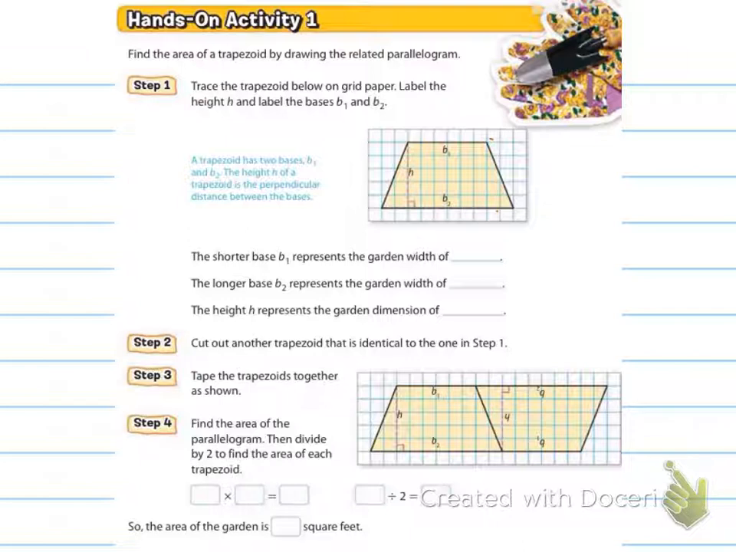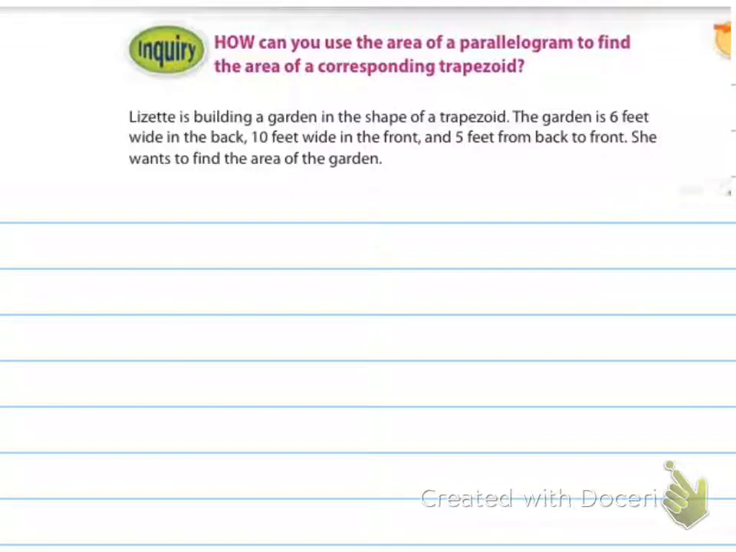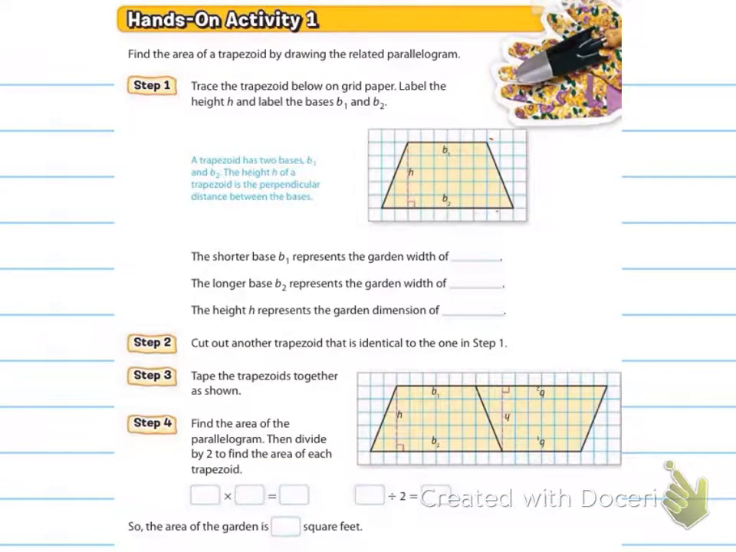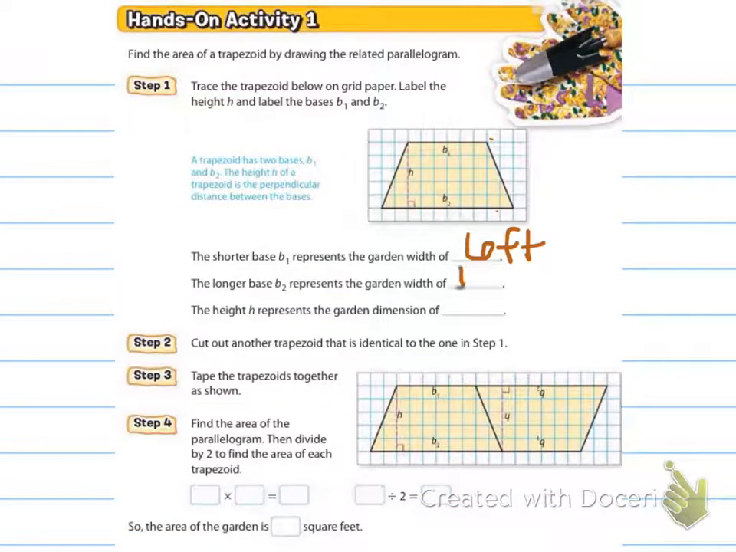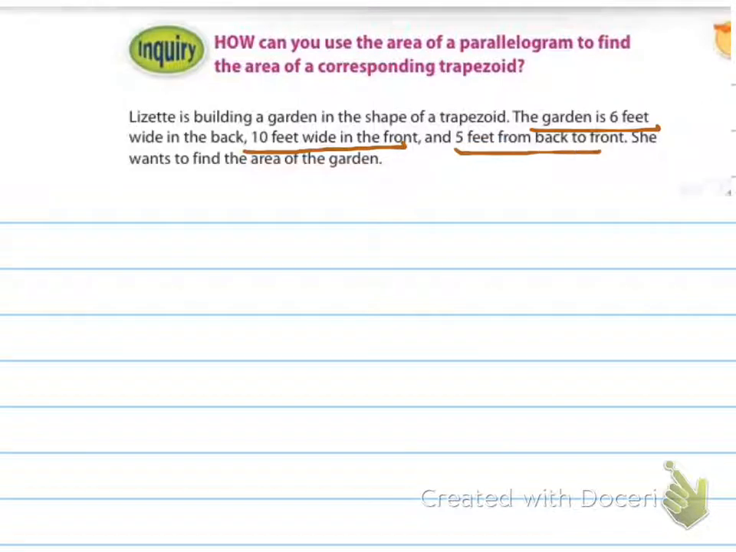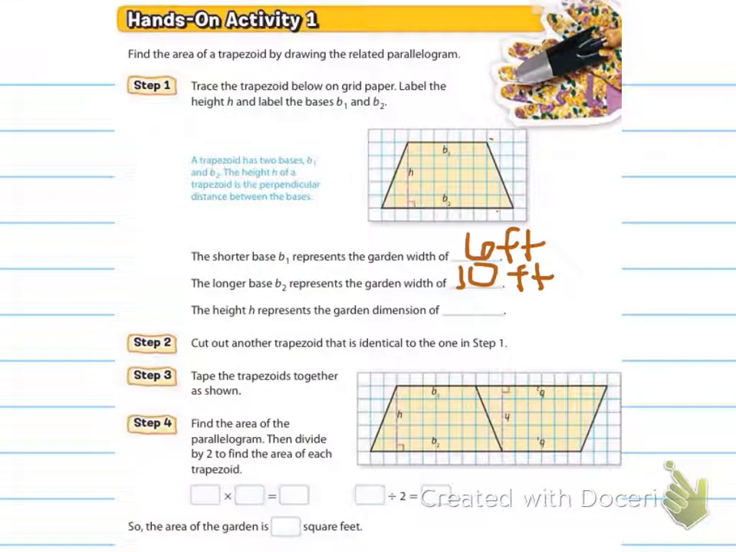All right, so the shorter base B1 represents the garden width, and it had said that garden was 6 feet wide, okay? So that would be our 6 feet. Then our longer base B2 represents the garden width, and that's going to be our 10 feet wide, because that's our bigger one, 10 feet. And then the height represents the garden dimension, and it told us that it was 5 feet from the back to the front. So 5 feet.